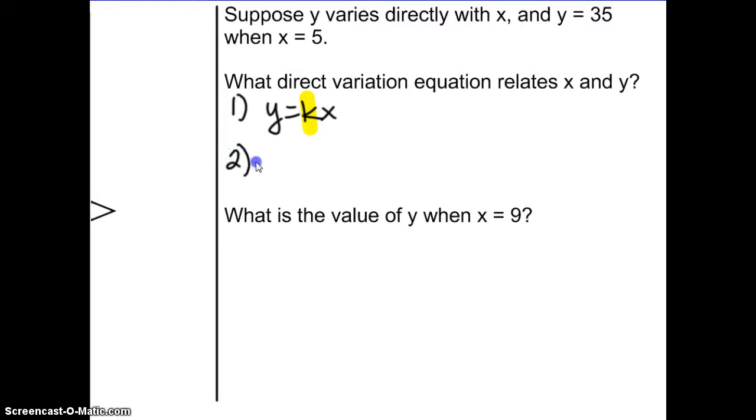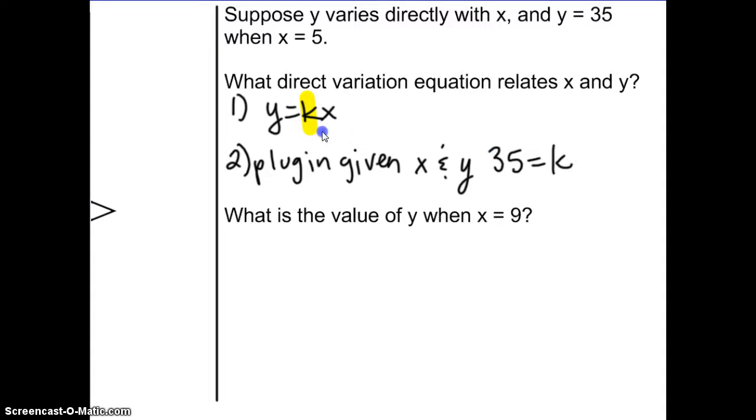Well, second thing you can do, plug in your given x and y. So my y is 35. So I've got 35 equals k times 5. If that's the case, can you quickly see that 7 equals k?